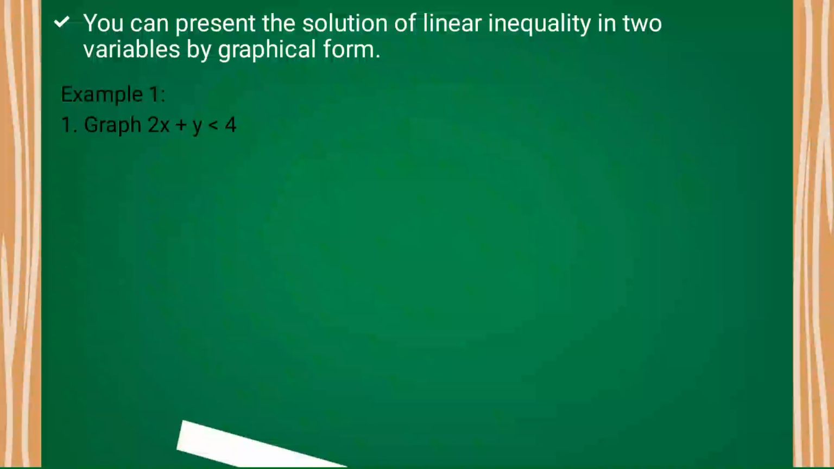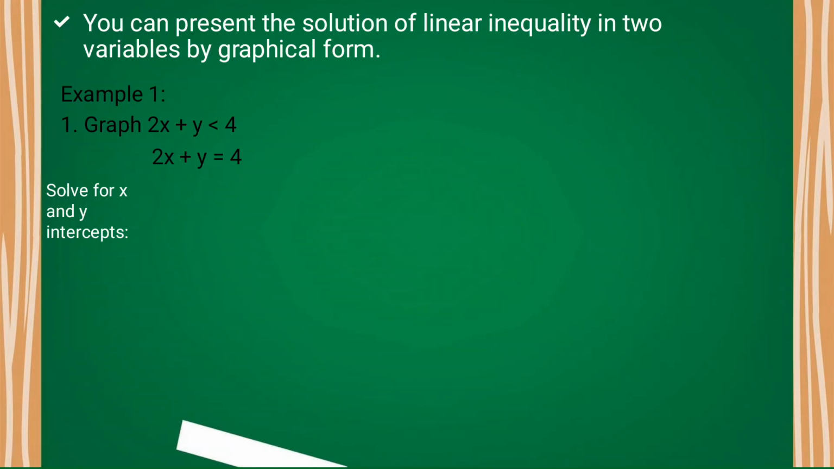So, the first thing we have to do po, para mag-graph natin to na mas mabilis, gawin po muna nating linear equation. So, palitan natin si less than ng equal sign. 2x plus y is equal to 4. Again po, pinalitan lang po ni ma'am ng equal sign si less than. Next po, solve for the x and y intercept.